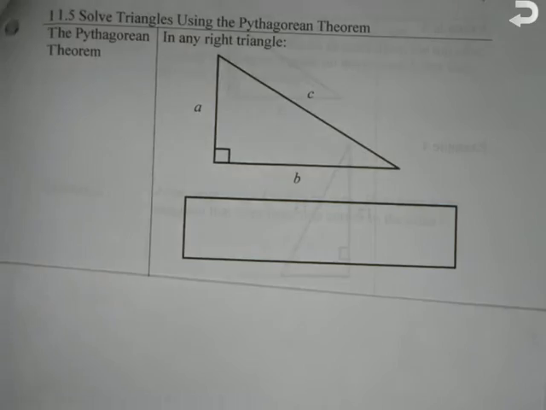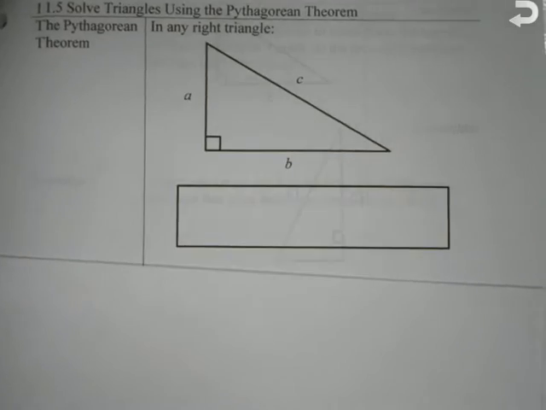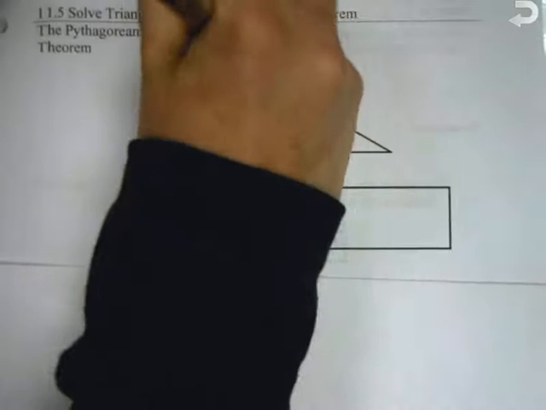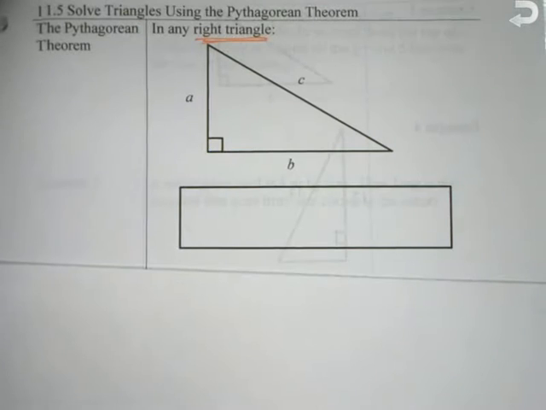So, Pythagorean theorem. We should know Pythagorean theorem from pre-algebra, correct? I don't remember it. I remember the name. Right. So, Pythagorean theorem only works for right triangles, so make sure you underline that. It has to be a right triangle.